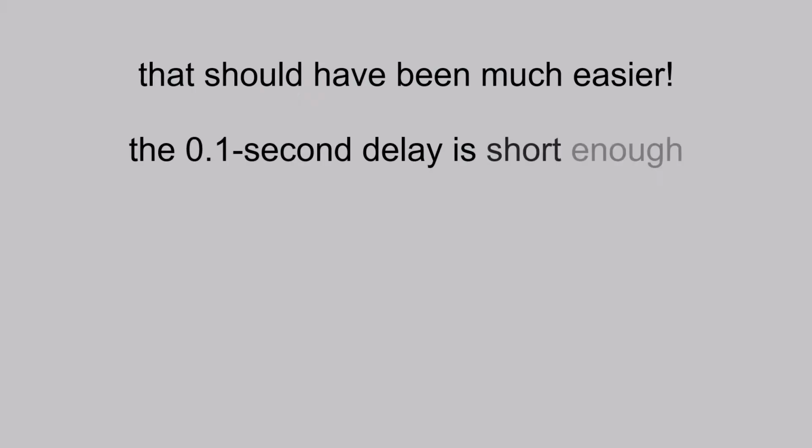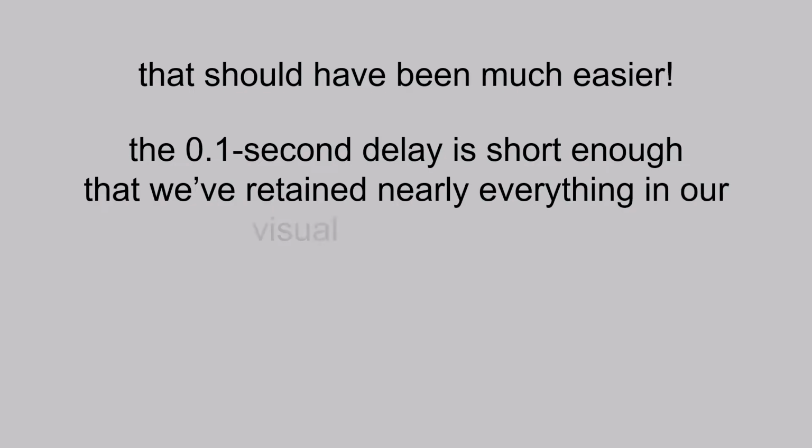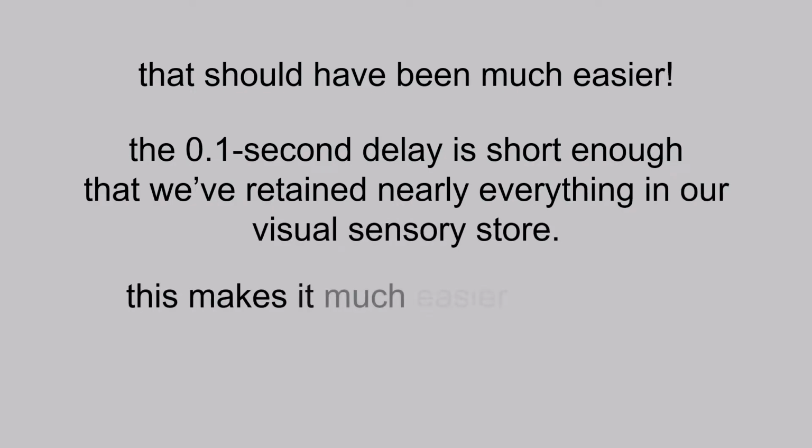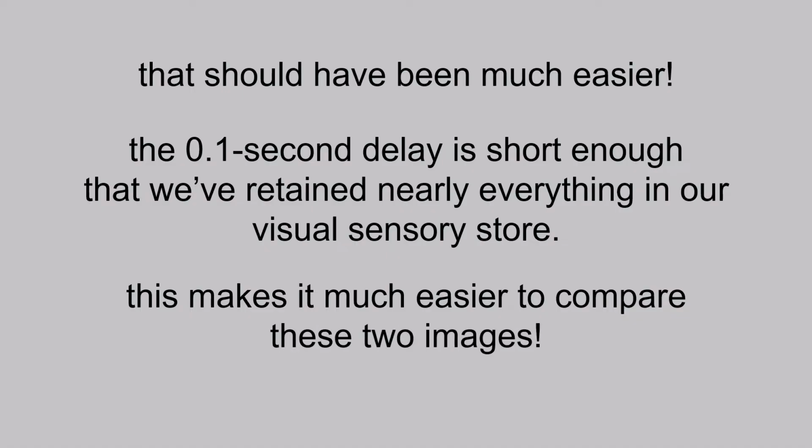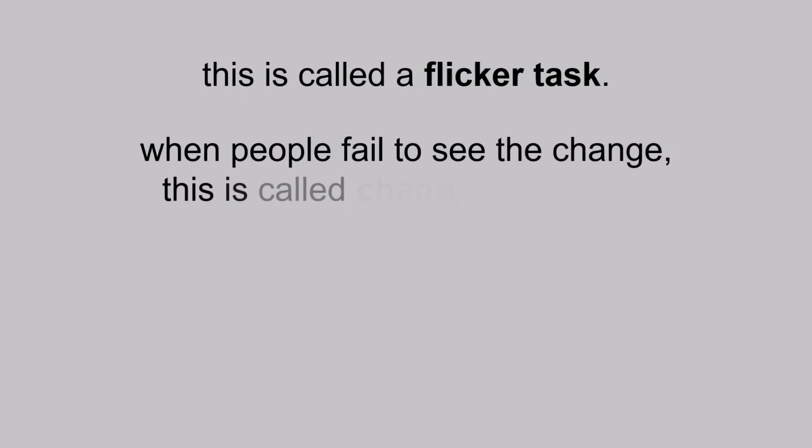Okay, so did you notice the shadow? The shadow of the tree is what changed that time. That should have been much easier than the first time we tried this. That 1/10 of a second delay is short enough so that you've retained nearly everything in your visual sensory store, so whenever you look at those two images, it's really easy to compare and find the difference. What you've just done is called a flicker task. It's used a lot in cognitive psychology. When people fail to see the change between those pictures, that's called change blindness.